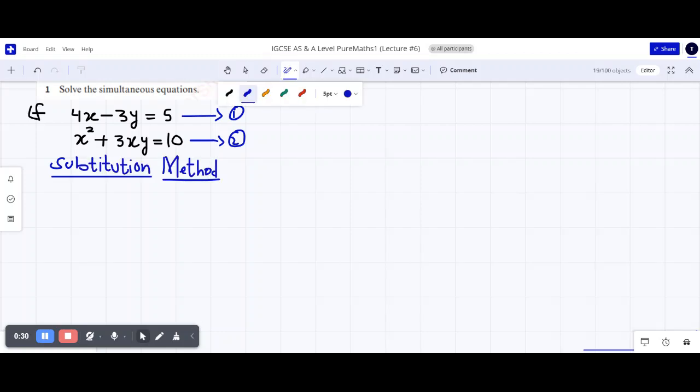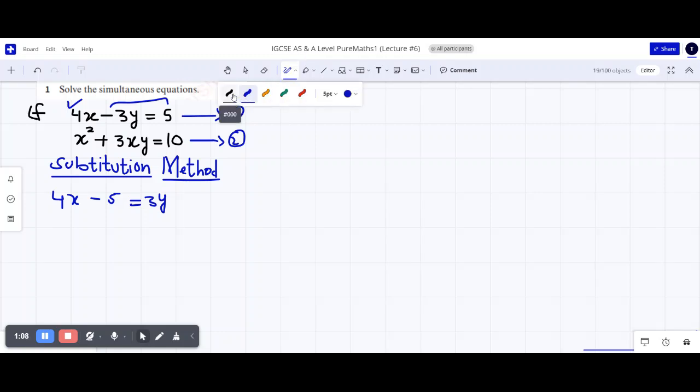The substitution method means we will solve one equation and substitute into the other. Using the first equation, we can find the value of one variable to substitute in the second one. So 4x we keep the same, but the 5 we shift here, so it becomes minus 5, and the 3y we shift here, so it becomes positive 3y, because we need one variable and the other we shift to the other side.